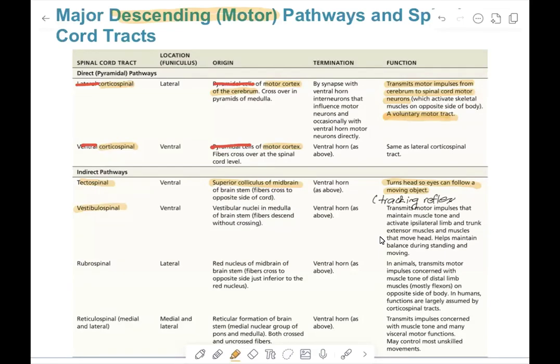The vestibulospinal, you'll see the term vestibular when we get to special senses, begins with vestibular nuclei in the medulla of the brainstem. It transmits motor impulses that maintain muscle tone, and it activates ipsilateral limb and trunk extensor muscles that move the head, but most importantly, it maintains balance during standing and movement. And the word vestibule in the inner ear has to do with equilibrium. So that should make sense to you.